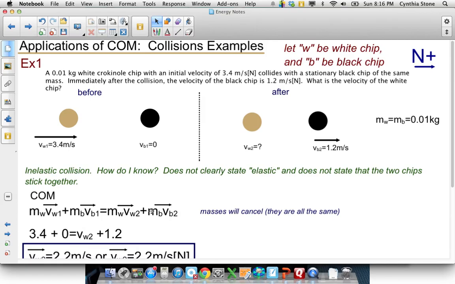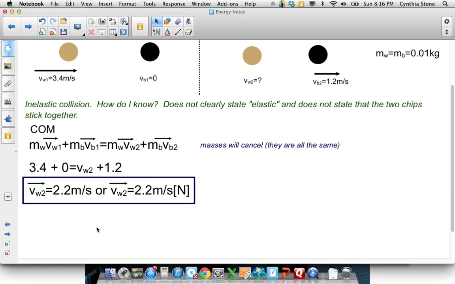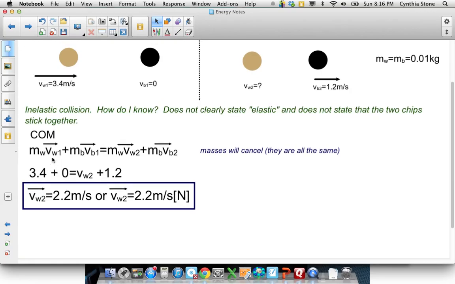The nice thing in this particular one is that because the masses are all the same, they cancel out of the equation. You could factor them out of both sides, divide both sides by m, and they're gone. So there's no masses, they're all out. And then you just sub in the numbers. We know 3.4 is VW1, and we know 0 is this one, equals this speed plus this one. It's not that hard. You just solve for it.